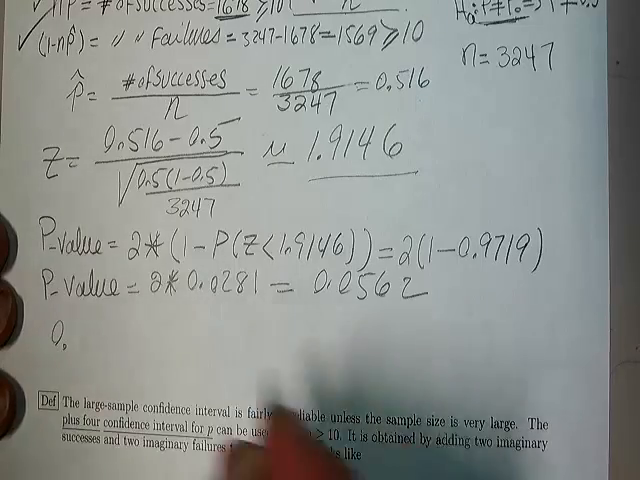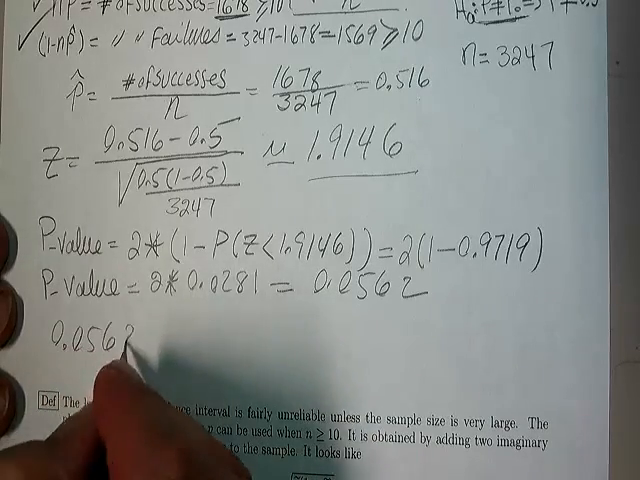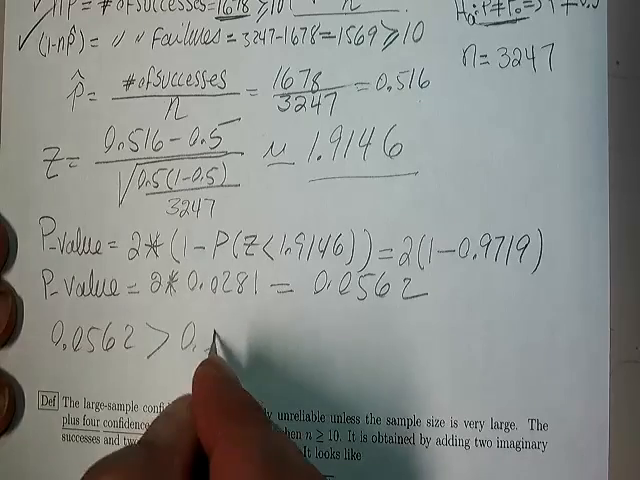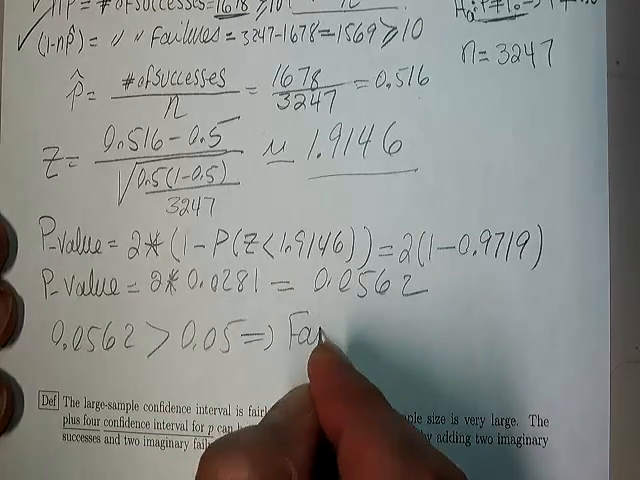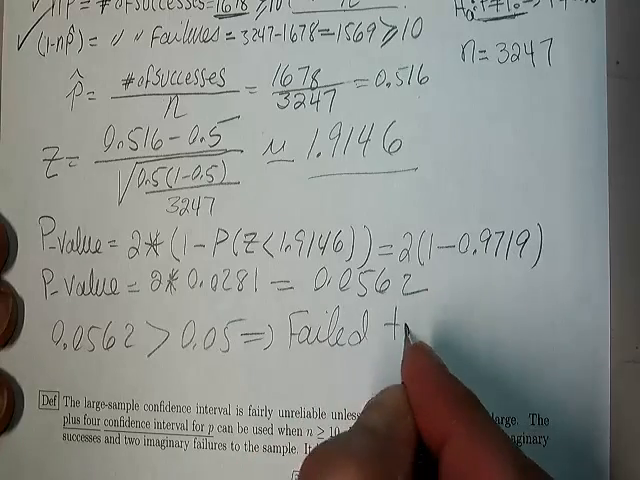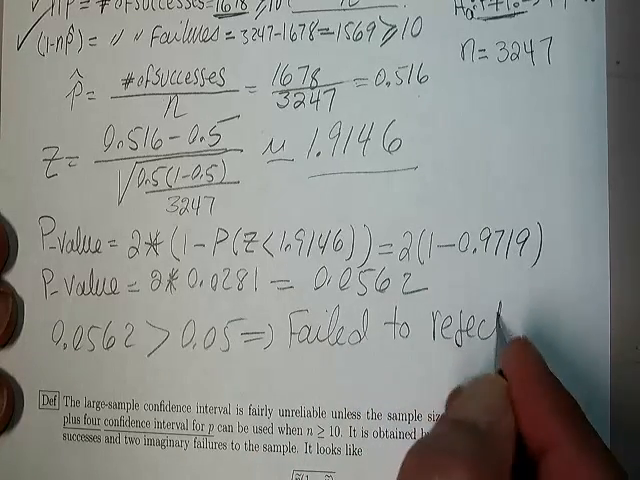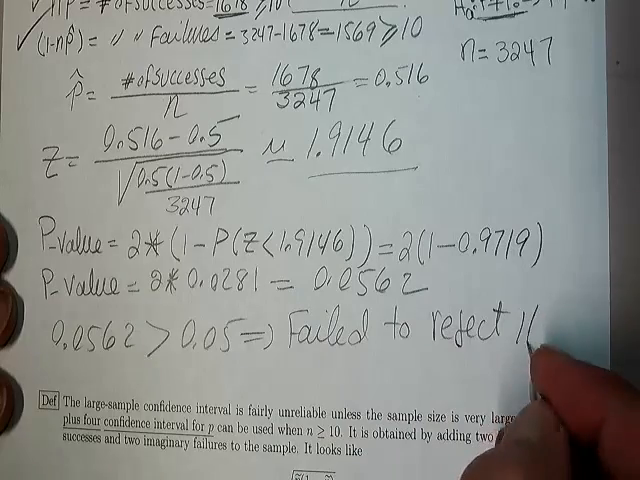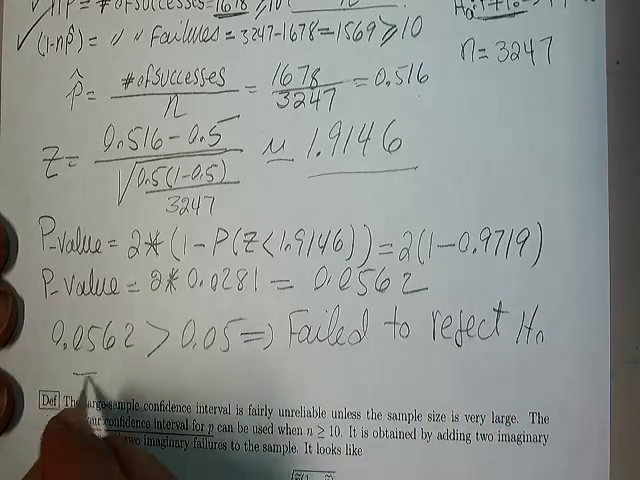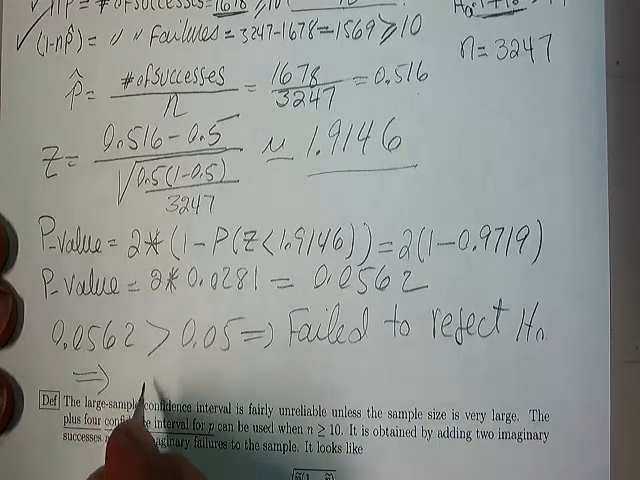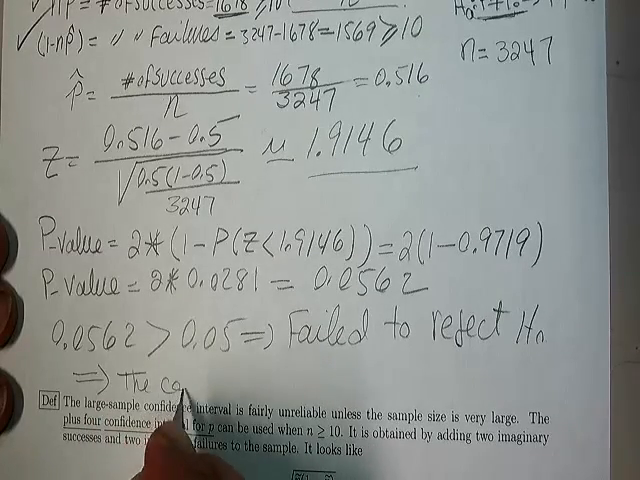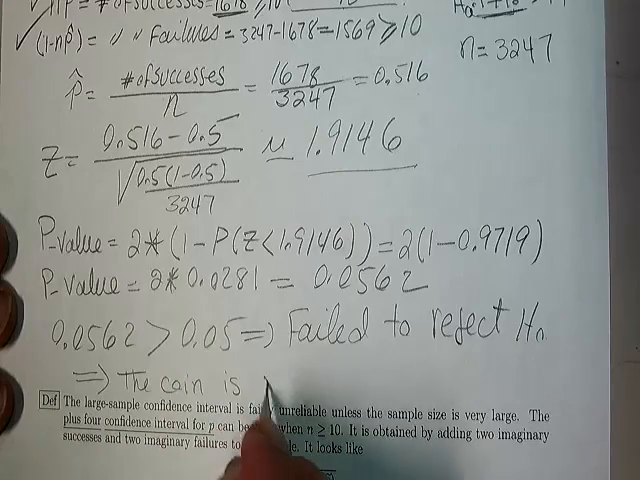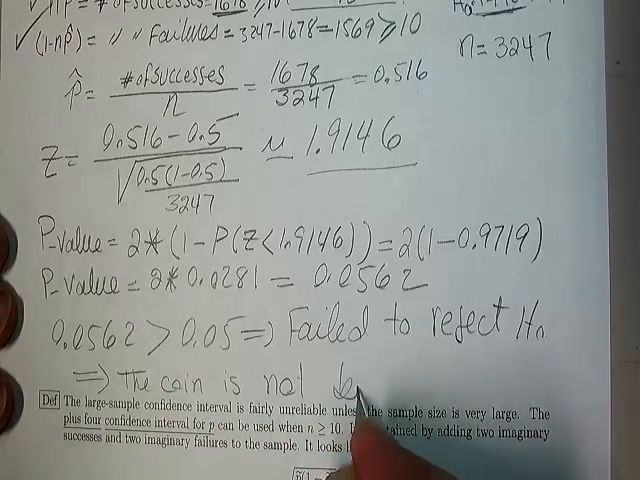So 0.0562 is greater than 0.05, therefore we fail to reject the null hypothesis. Therefore, we accept the null hypothesis and we say the coin is not biased.